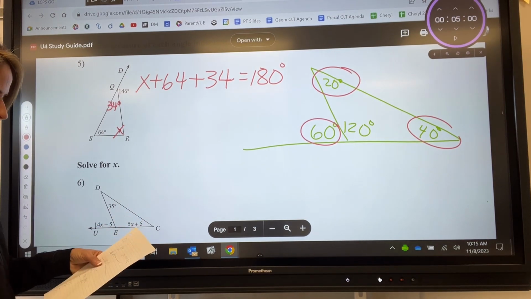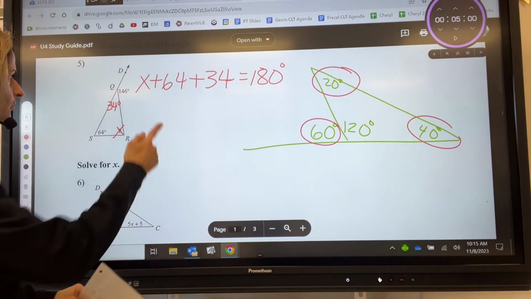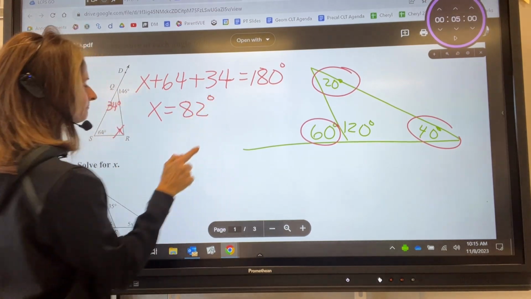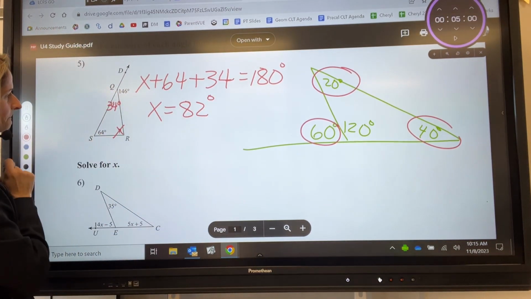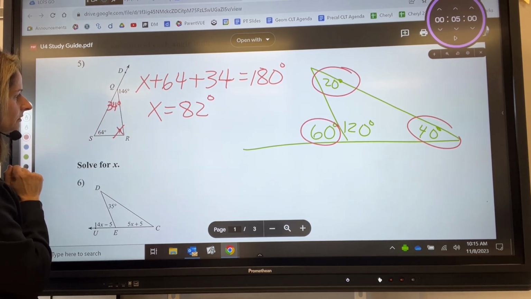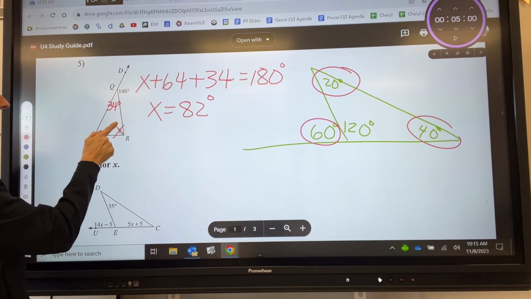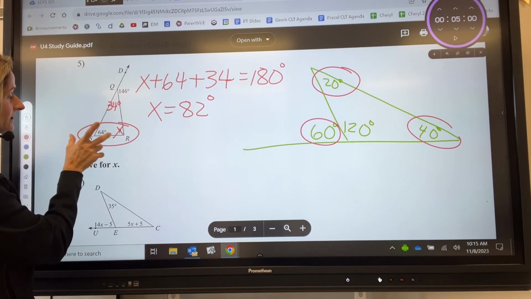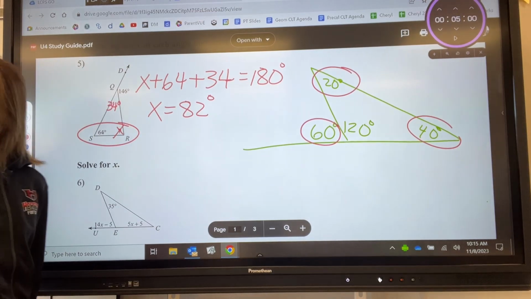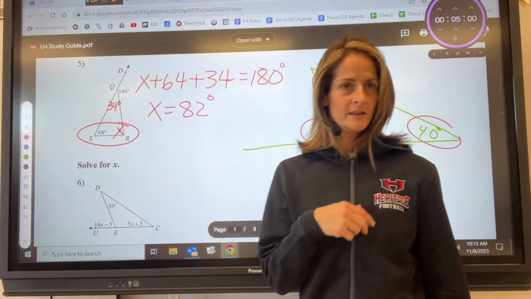I just did this problem. Is it 82? Is that right? Someone tell me. Yes. Okay, because 82 plus 34 plus 64 all adds up to 180. And then we can see that 64 plus 82 is equal to the 146. Okay, that's with numbers.